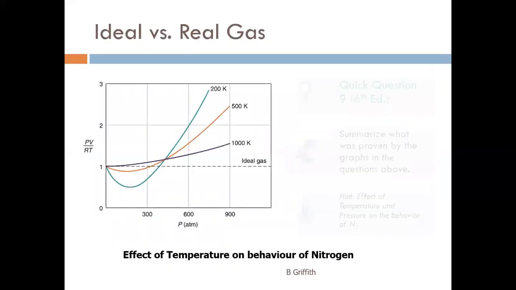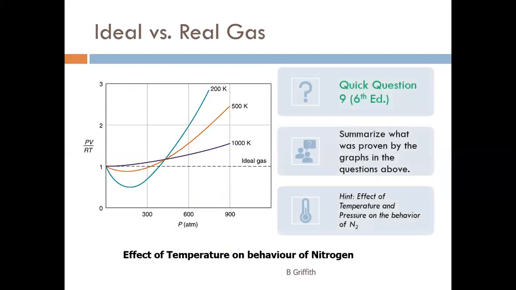So in your text, there is a question, quick question number 9 in the 6th edition, that shows a similar diagram to this one. And I would like you to take the time now, yes, pause the video, and answer the questions that are asked in quick question number 9, because it is asking you specific questions about nitrogen in this graph.